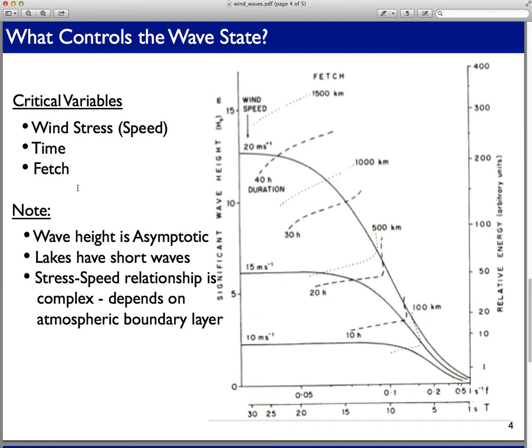Now whether or not that happens depends on a few factors: whether you reach the steady state, has the wind blown long enough, and do you have enough distance over which to build the waves. For example, you can't build a 10-meter wave in your bathtub. So we look at this as a typical fetch wave height relationship.